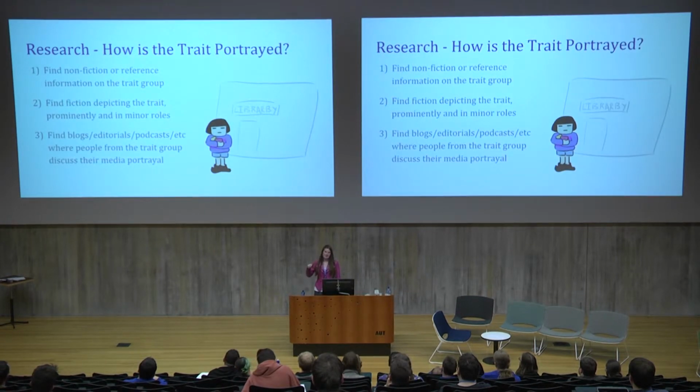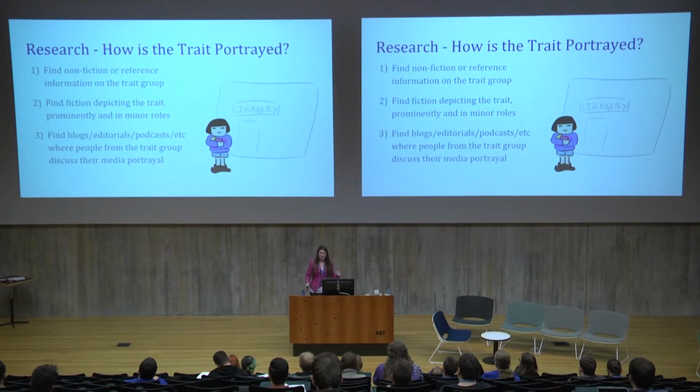So once you've got your specific trait that you're going to be looking at, the next thing to do is find out how the trait is portrayed. The best way of doing that is a three-step process where you first of all find nonfiction on the trait, then you find fiction on the trait, so you've got an idea of where the group have come from, what people currently do with them in the media, and then finally looking at blogs, editorials, podcasts, any sort of opinion thing that you can find on the internet or at talks at conferences or what have you, where people from the group bring up their personal grievances with the sort of portrayals that arise.